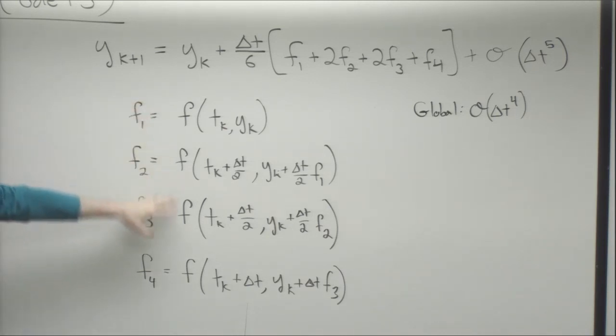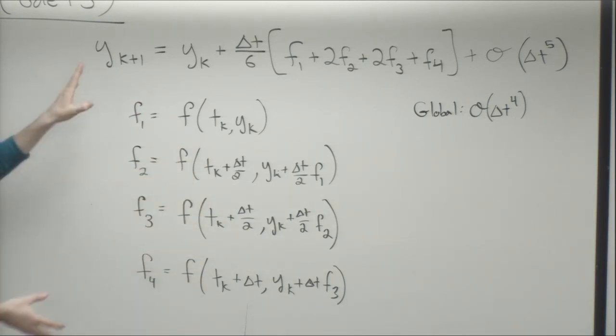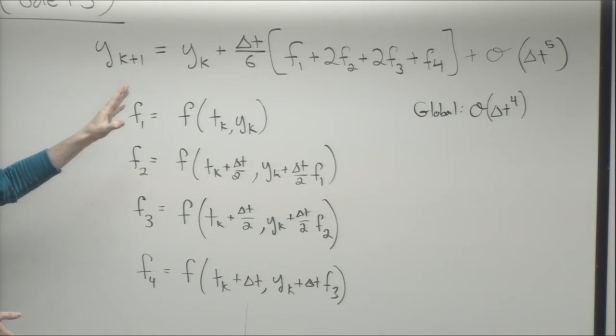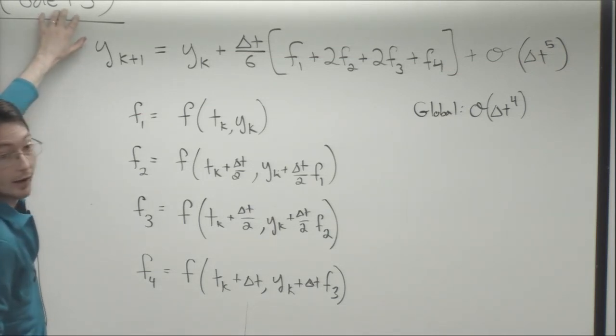So there are lots and lots of linear combinations of similar F1s, F2s, F3s and F4s. This is the most famous one. It probably has some special properties that I don't know about, because everyone seems to use it. OK, so this is ODE45 in MATLAB.